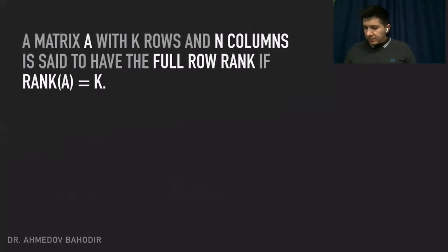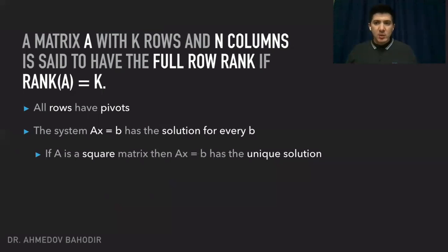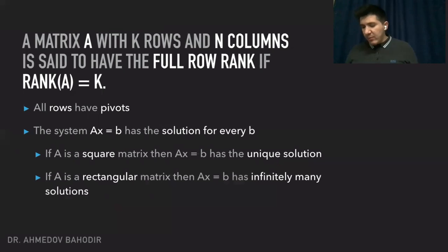Okay, so what does it imply? It implies that the full row rank means all of the rows have the pivots. So the system of linear equations AX is equal to B always has a solution, no matter what B is. If A is a square matrix, then the system AX is equal to B is going to have a unique solution. If it is a rectangular matrix, then it's going to have infinite solutions.